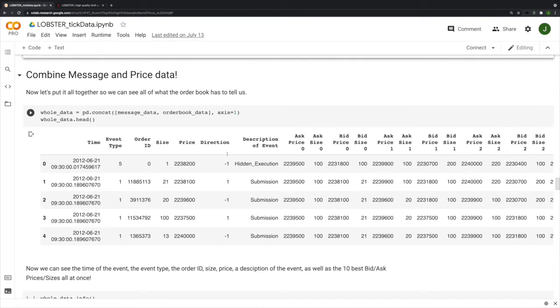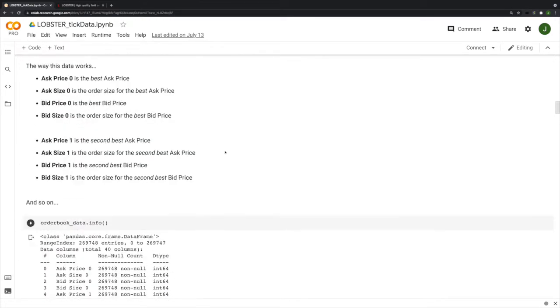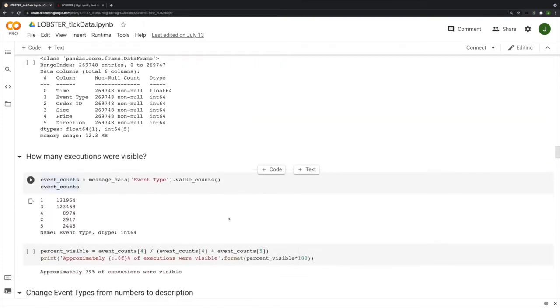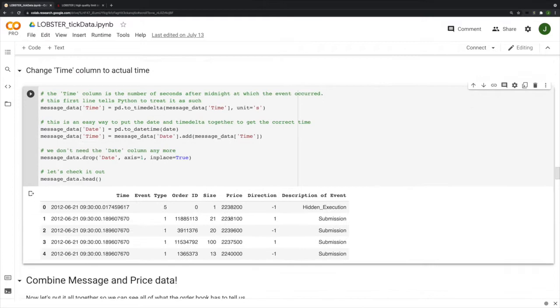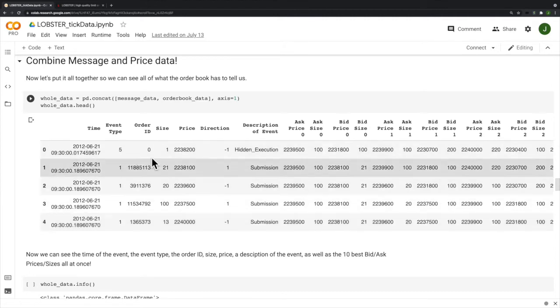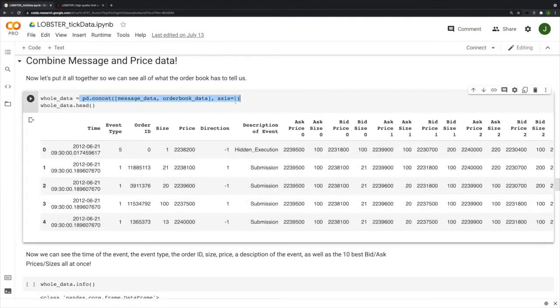So now we want to combine the message and the price data. Up here at first we had all the bid and ask prices, but we want to combine those with the events that they are stuck to. That way we have a time series of those bid and ask prices. So that's what we did here. We just concatenated these two data frames because they have the same number of observations. We concatenated them with axis equals 1 to stick them together column-wise, side by side. And then we just look at the whole thing.